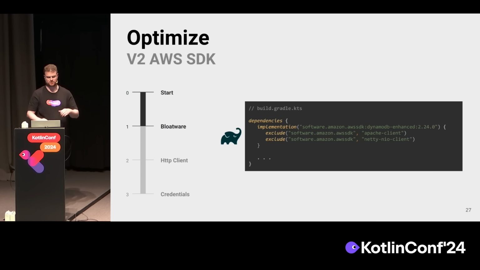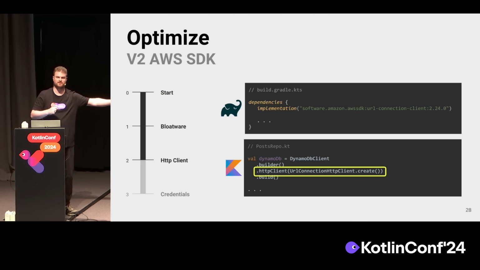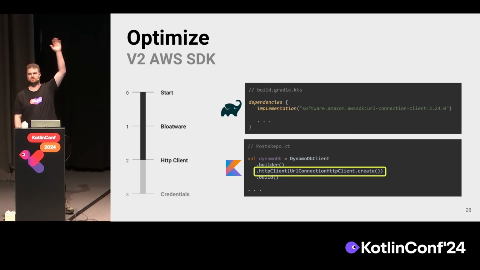So after we exclude them from Gradle, we need to get our replacements. The AWS SDK publishes an alternate client, and it's just a wrapper around the one that's built into Java 8. Hands up if you're still using Java 8. Oh, okay, 1, 2, 3, 4 or so, do better, but the rest of you, I'm pretty happy for you.